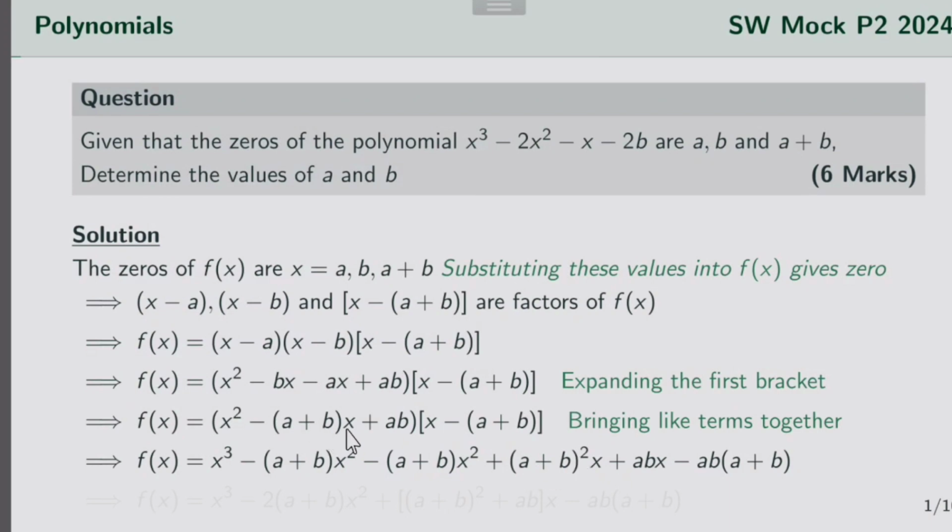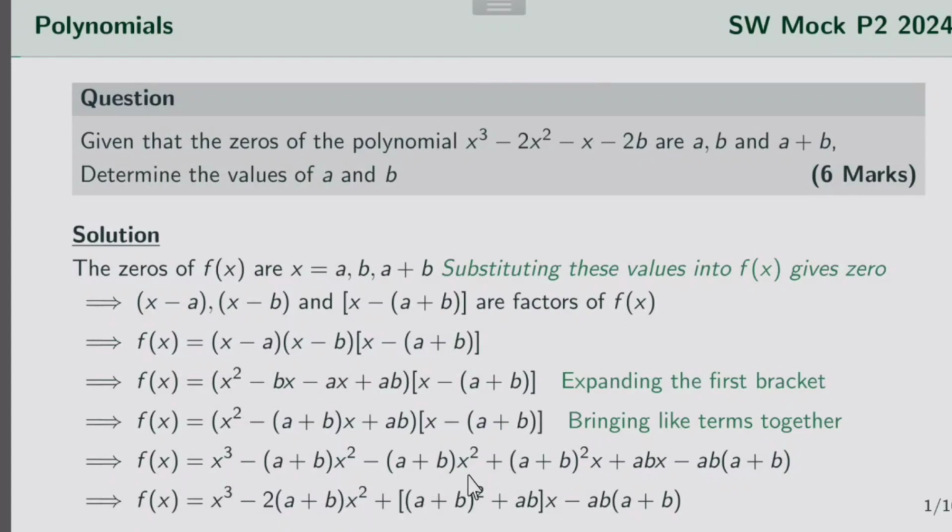Then finally, let me take the term ab and distribute it across these two terms. ab times x gives, of course, abx. ab times negative (a plus b) gives negative ab(a plus b). Now again, we observe that these two terms are like terms because they are terms in x squared. So we can just bring their coefficients together. Negative (a plus b) minus (a plus b) will give me negative 2 times (a plus b). So I will replace these two terms by negative 2(a plus b) multiplied by x squared.